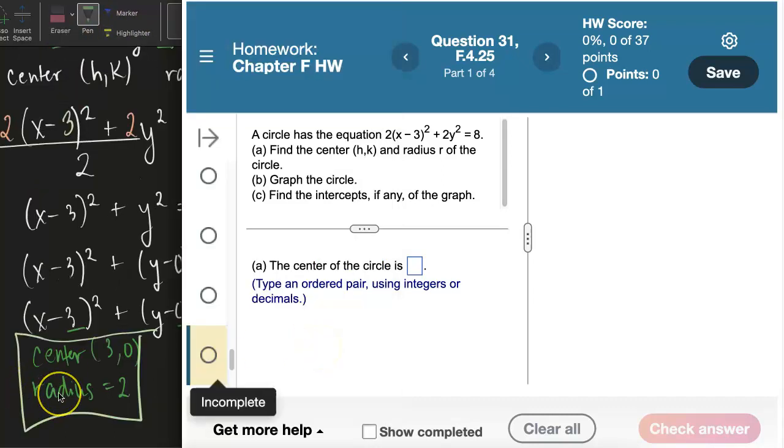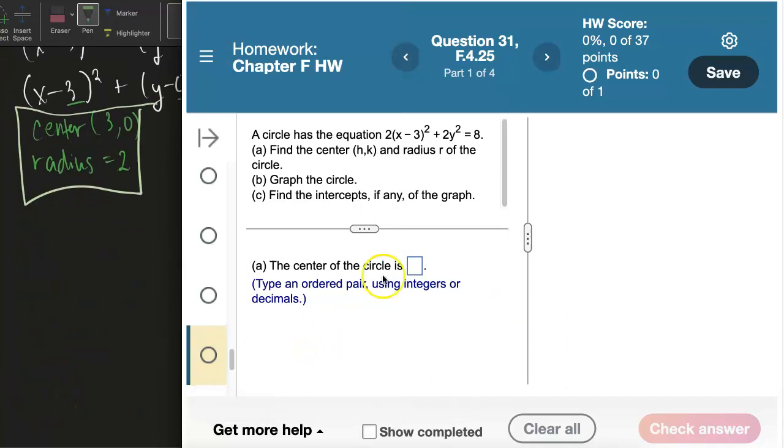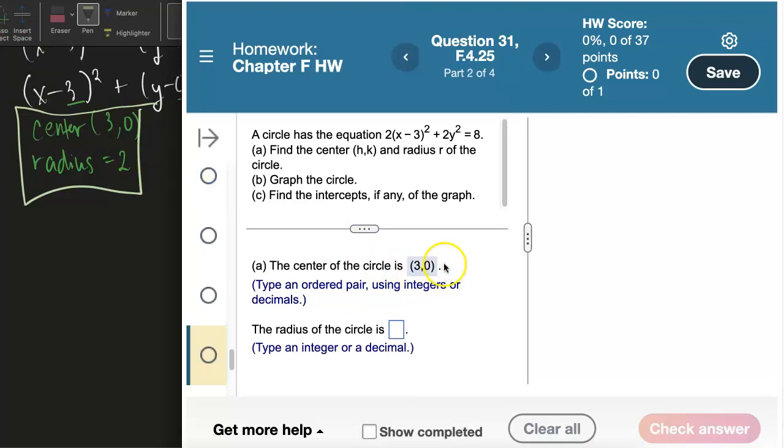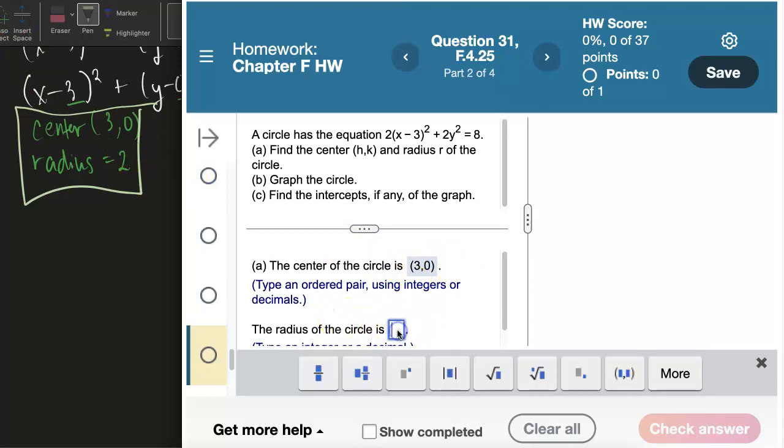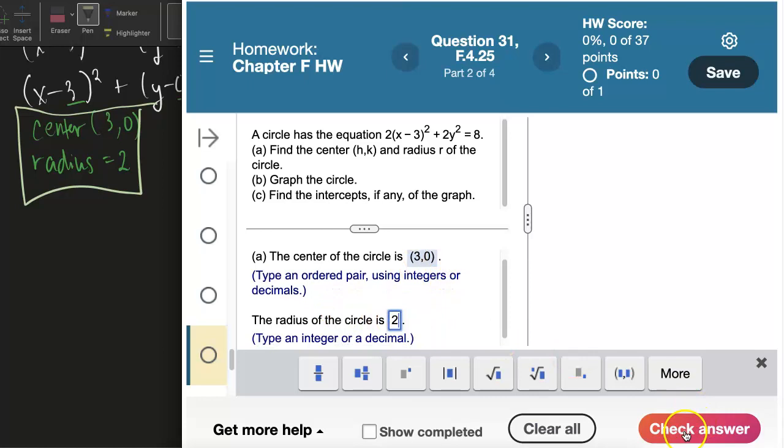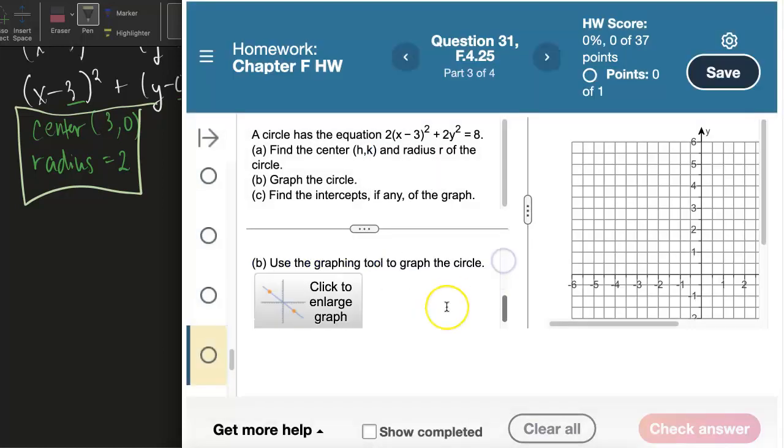So now I'm coming back to my Math Labs, the assignment, this particular problem, and we are going to first type in the center of the circle. So the center of the circle, again, we determined to be 3, 0. Next, we're going to find the radius of the circle. We said the radius of the circle is 2.